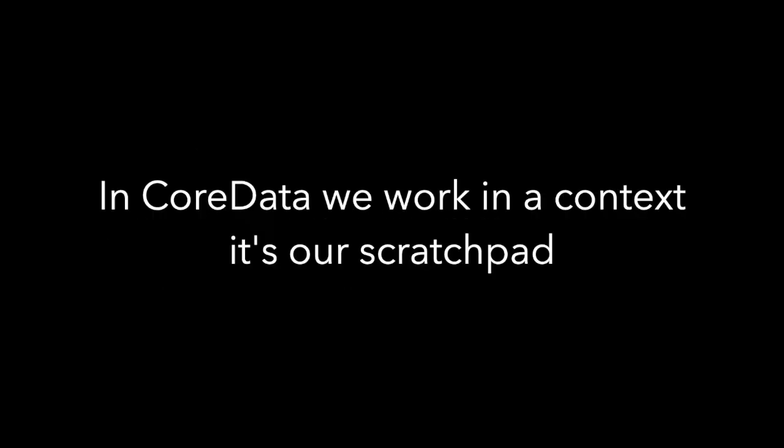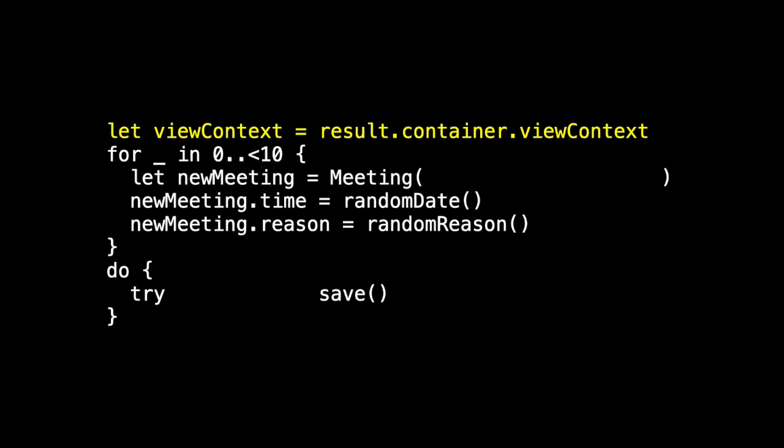Now in Core Data, we work in a context. That's sort of our scratch pad. And so we do our work in a scratch pad and then we save our work. In our case, we're going to ask the container for its view context and then create our meeting for that context. In Core Data, our objects need to be created in a given context, and then we save that context. Or at least we try to save that context.